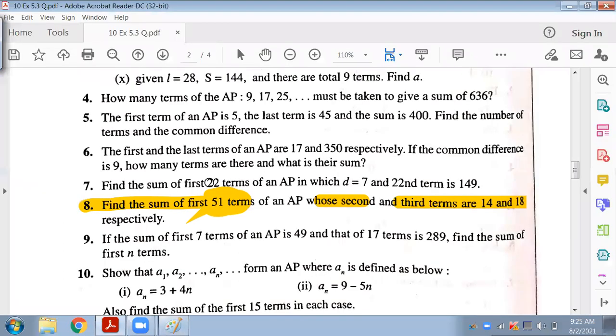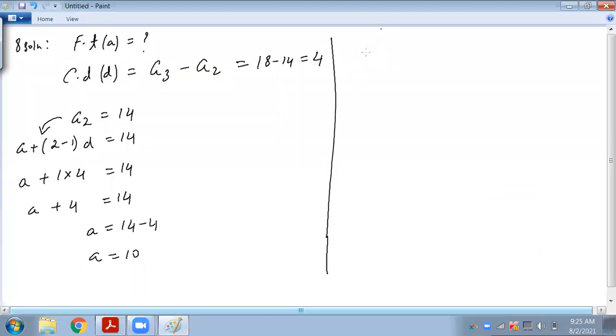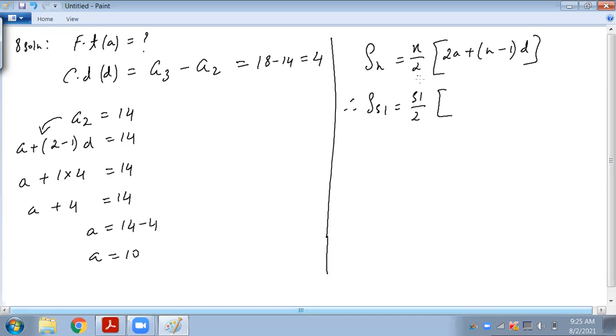Now that we got A equal to 10, we can find the sum. What sum are we asked to find? The sum of 51 terms. First take the formula: Sn equals n by 2 into bracket. Therefore S51 will be 51 by 2, into 2 times A, which is 10, plus n minus 1, that is 51 minus 1, into D. Sorry, D is 4.